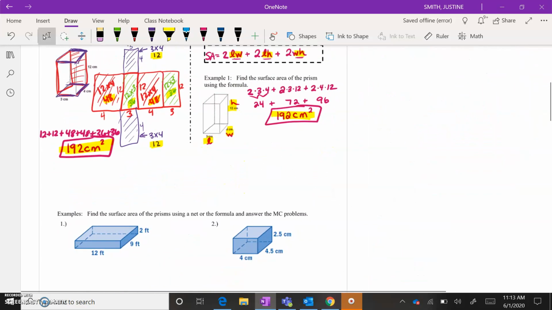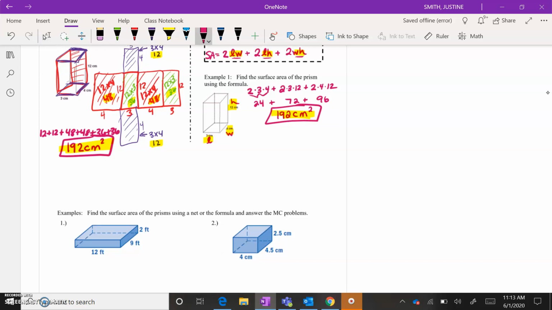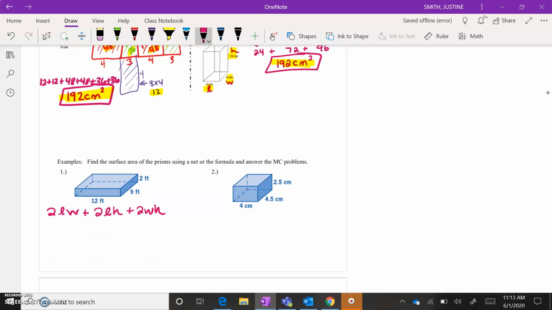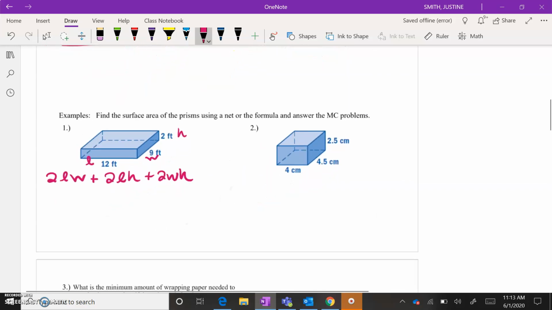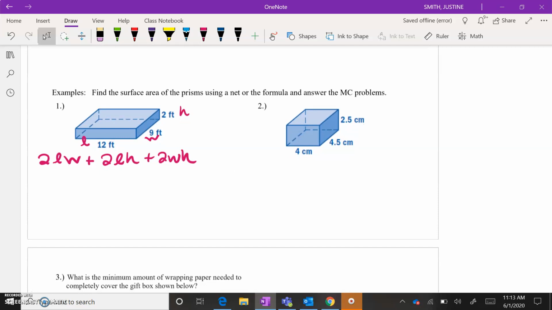Okay, so we're going to try to do these using our formula because it's a little bit easier. So first thing you're always going to do is write out the formula. Okay, and the second thing that you're always going to do is you're going to label. I'm going to say, okay, 12 is my length, 9 is my width, and 2 is my height. And again, if you switch that and made it different things, as long as you plug them into this formula, you're going to get the same answer, which is why you want to write the formula out and label everything. So then you're just going to go through and plug it in for what you labeled it as.